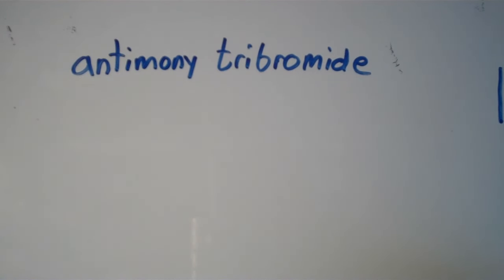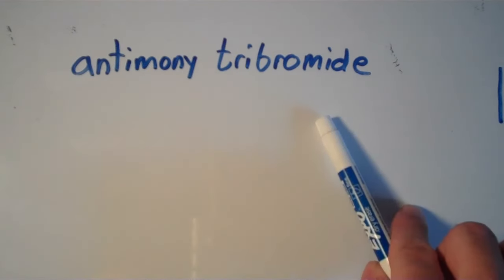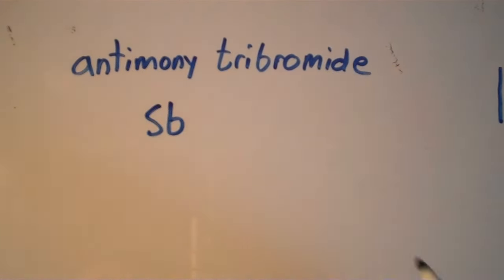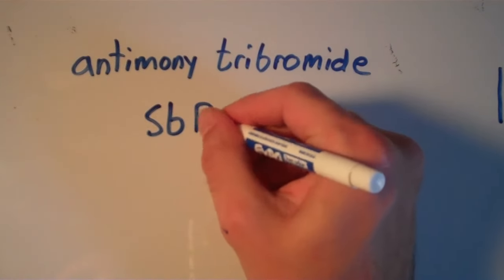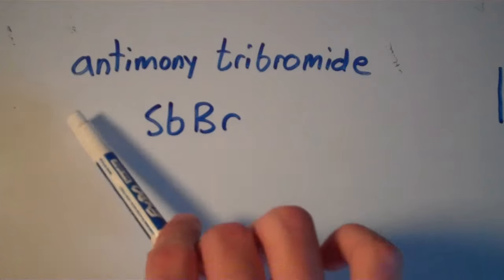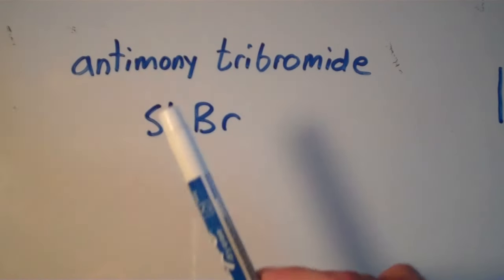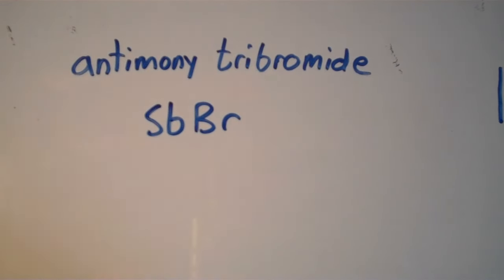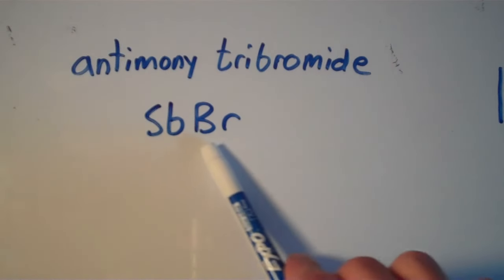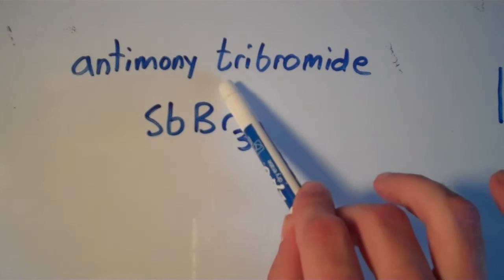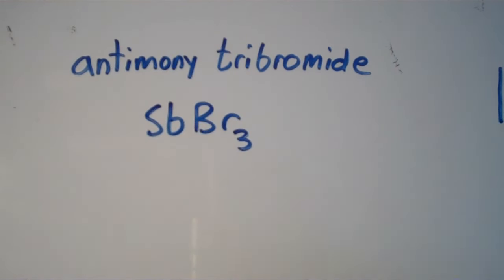Antimony tribromide. So we have antimony and we have bromine. The symbol for antimony is Sb, and the symbol for bromine is Br. And since there's no prefix in front of the antimony, remember if the element is the first element, then no prefix at all means we only have 1. So we have 1 antimony and we have 3 bromine atoms because we have a prefix of tri. So the formula for antimony tribromide is SbBr3.